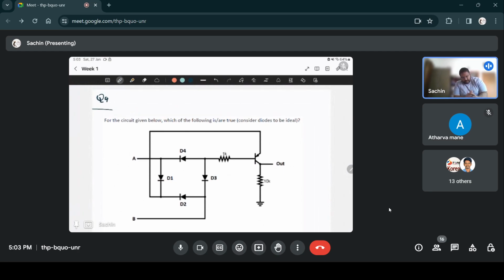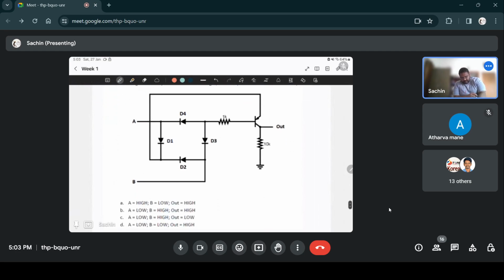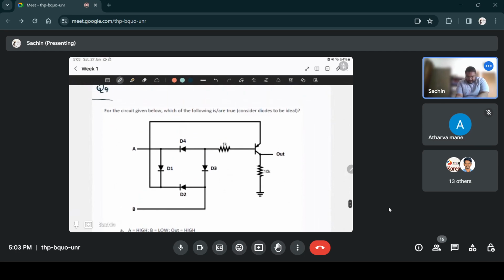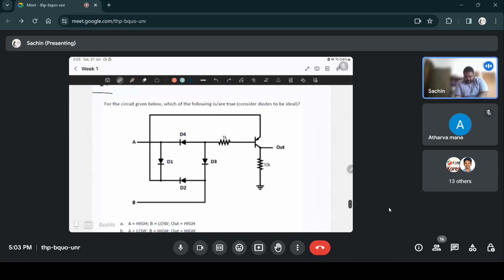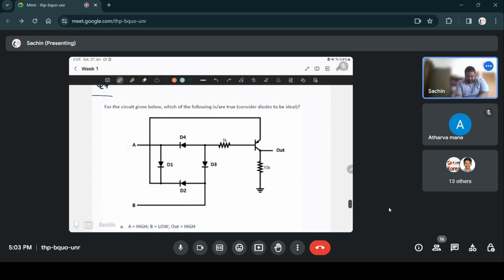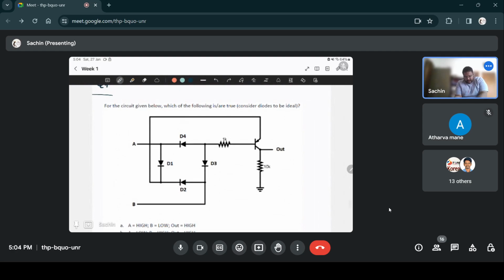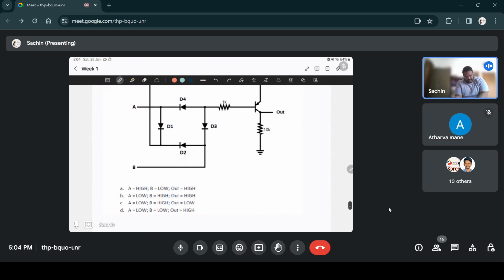For the circuit given below, which of the following is or are true? Consider diodes to be ideal. So here multiple options could be correct, since they are saying which of the following is or are true. And you can see that there are only two inputs, A and B, that are being varied in the options. So there are four combinations, and they have given the output for each of the combinations. Which of these four combinations are correctly matched with the output?